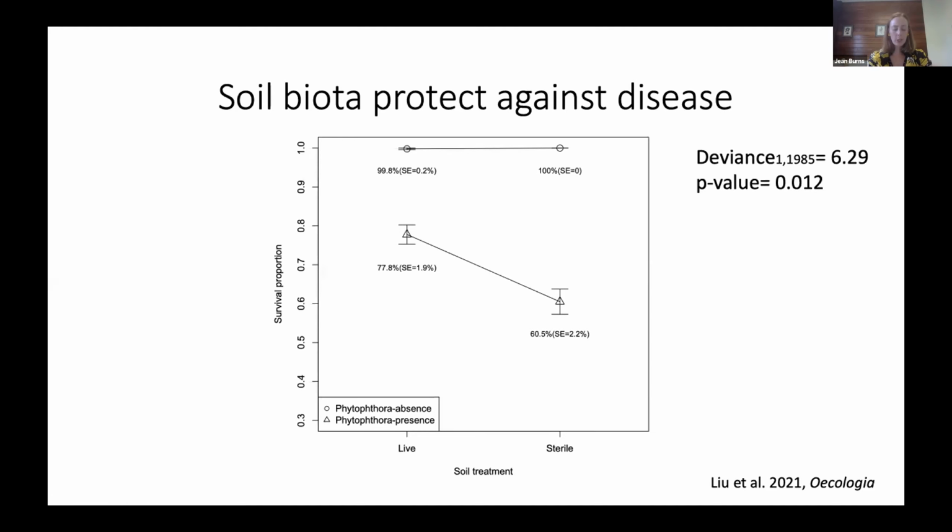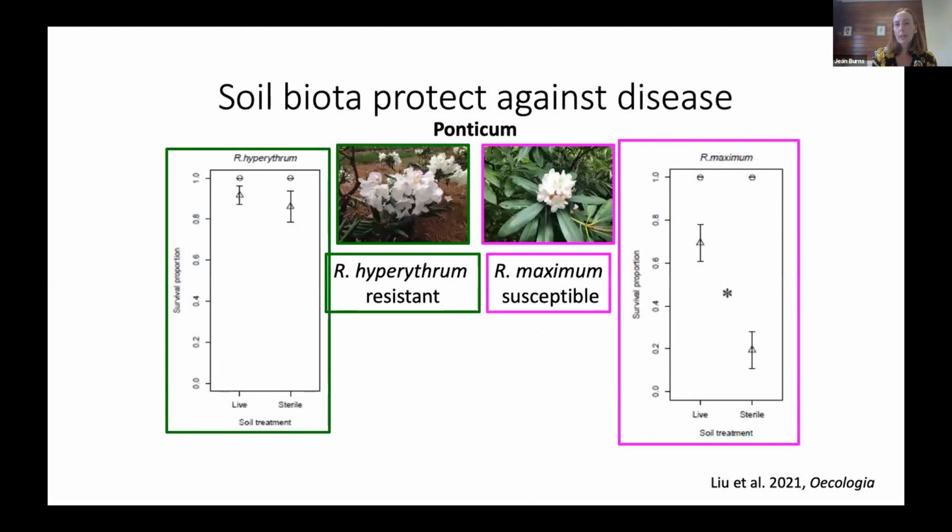This is the average across the 14 species. So what happens for individual plant species? Well, the same pattern holds across species that are susceptible to the disease. So for example, Rhododendron maximum here in the Ponticum group. This is, again, that survival proportion. And when you add disease in a sterile soil, only 20% of the plants are surviving. But if you add back in that live soil microbial community, about 70% of the plants survive. So that is a tremendous recovery of survival simply from adding back in the whole soil microbial community. That is a really strong benefit.